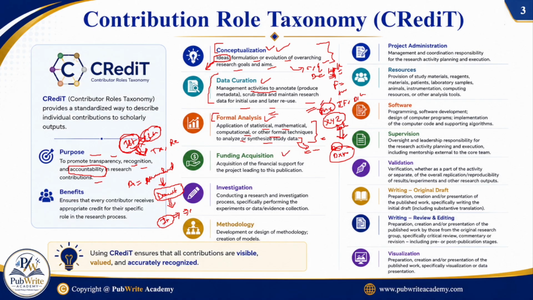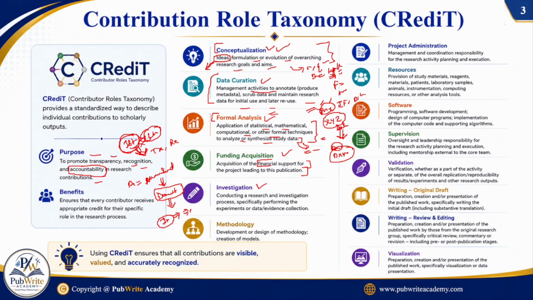Then the fourth aspect is funding acquisition. Funding acquisition means the acquisition of financial support for the project leading to this publication. If a paper got published, we need to mention that a particular author is involved in the funding acquisition. The financial support is provided through the funding acquisition, and it may be related to the fourth author or third author. So we need to give those authors proper recognition as well.